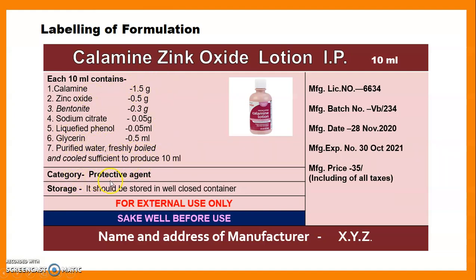Then category, it is a protective agent. Then storage condition, it should be stored in a well closed container. Then secondary direction: for external use only, and shake well before use, because it is a lotion and the product is sedimented, that's why shake well before use. Then it contains other manufacturing details, and at the bottom of the label it contains the name and address of the manufacturer. Then we move towards the result.